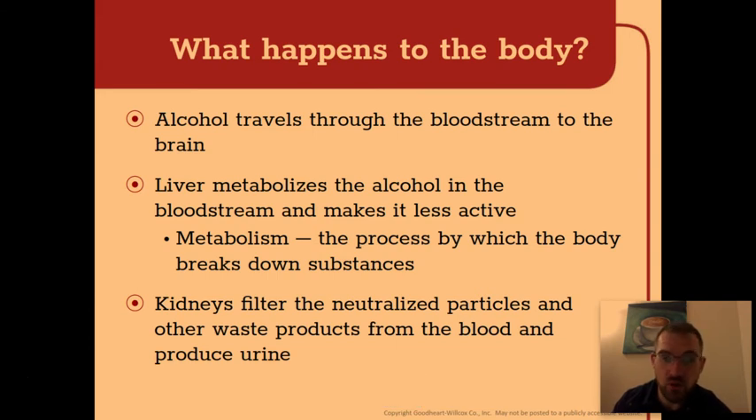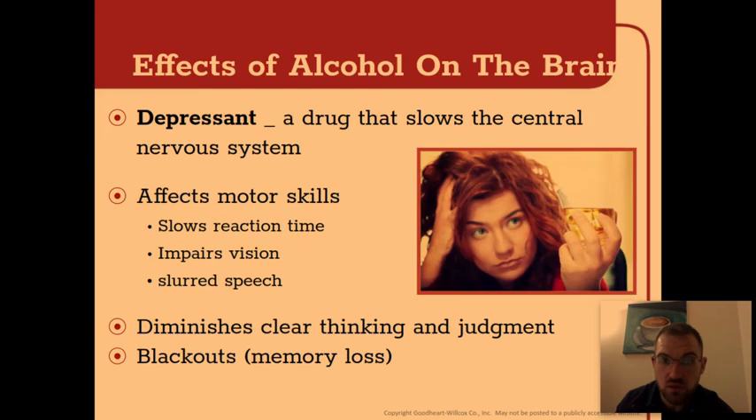Your liver works to metabolize the alcohol in the bloodstream and make it less active. It kind of breaks it down. So, your metabolism is the process by which the body breaks down substances. So, that's what your liver does. It handles any kind of toxic chemicals, and that's really what alcohol is inside of your body. Now, kidneys will filter the neutralized particles and other waste products from the blood, and then it produces urine.